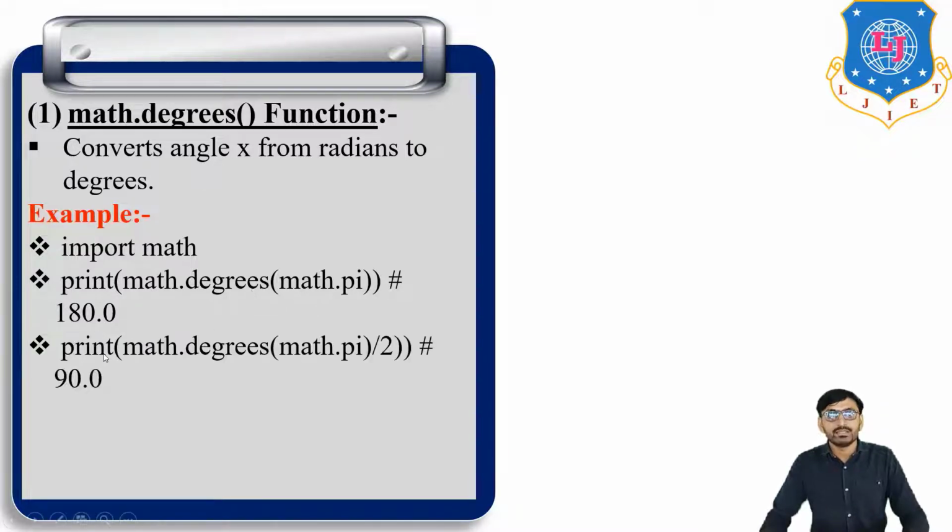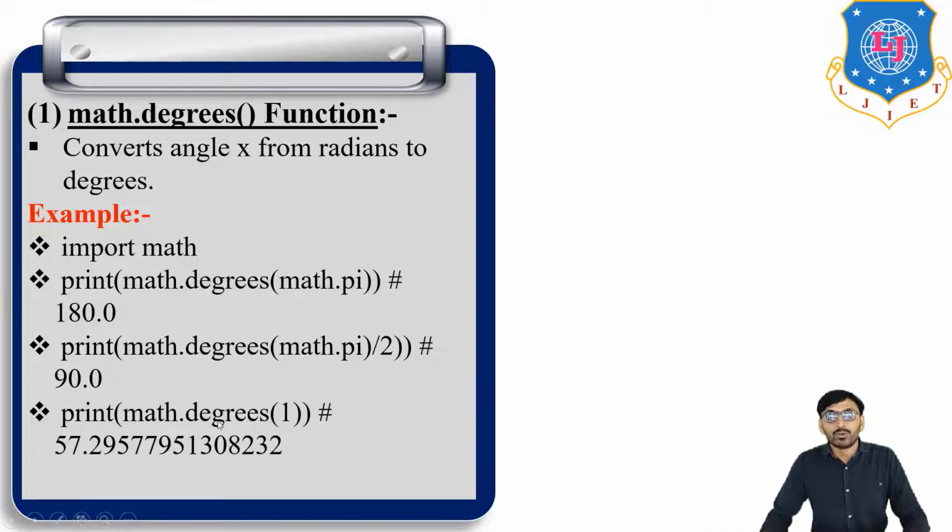Then print math.degrees of math.pi divided by 2. We get the output 90.0. It means pi divided by 2 radian is converted into 90 degrees. Then print math.degrees and in the brackets 1. We get the answer 57.2957. So 1 radian is converted into 57.29 something degrees.